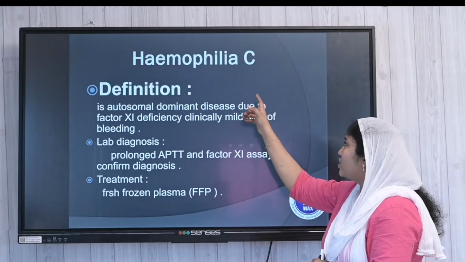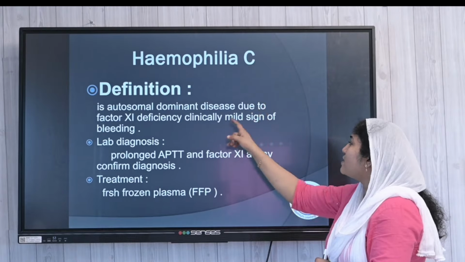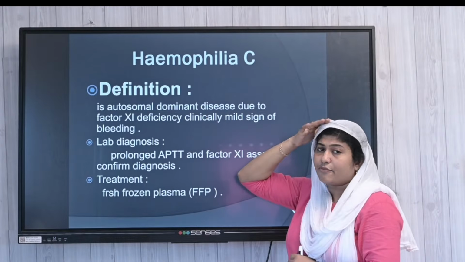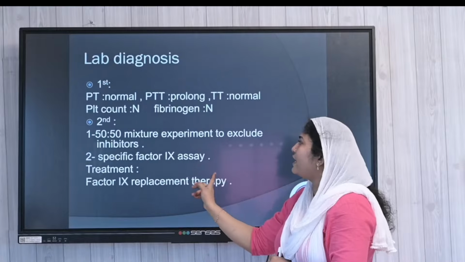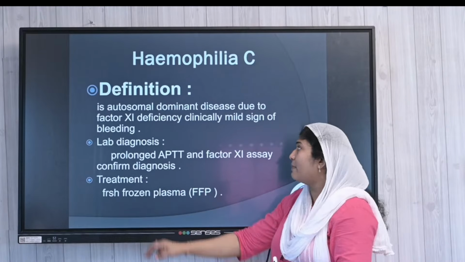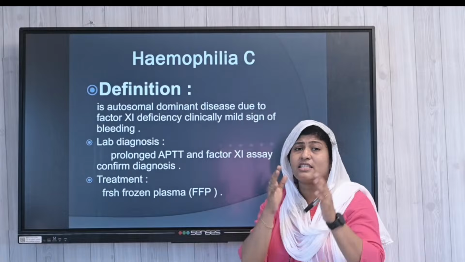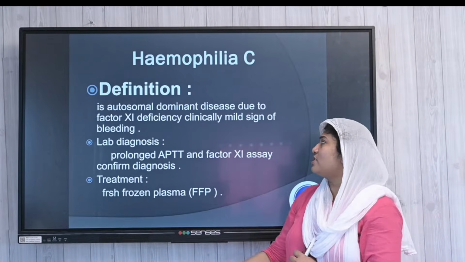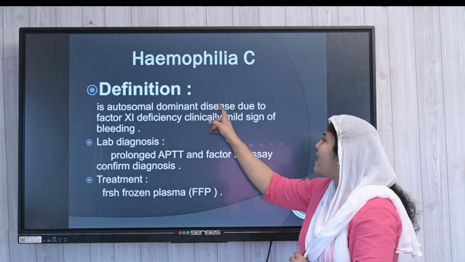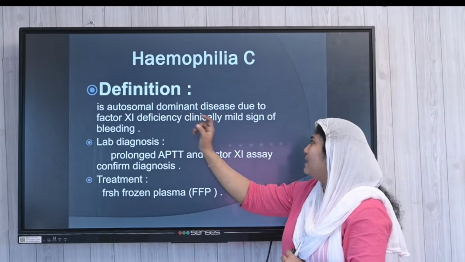Then the last condition, hemophilia C. So, it is an autosomal dominant. See the difference. Previously, we discussed that a sex linked disorder means definitely the sex chromosomes are affected, but here it is the autosomal chromosomes, that is chromosomes 1 to 22. That is called autosomal chromosome. So, it is an autosomal dominant deficiency due to factor number 11.